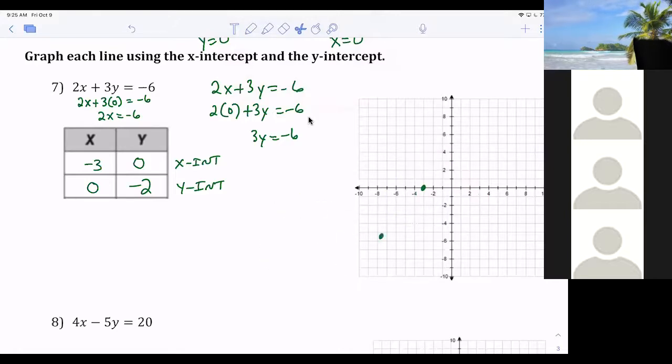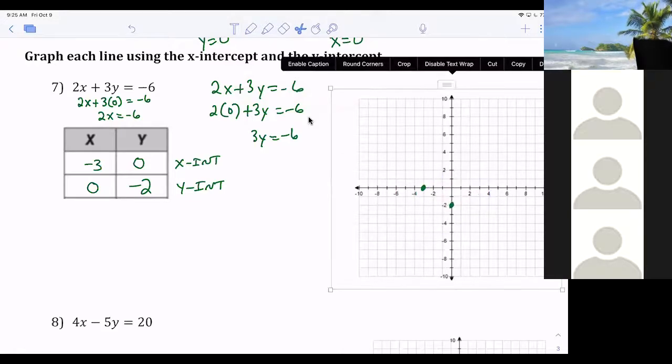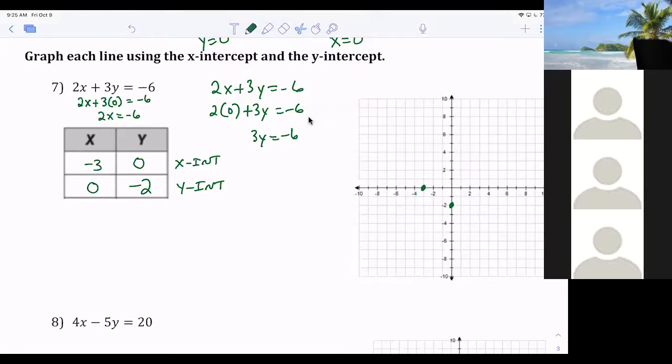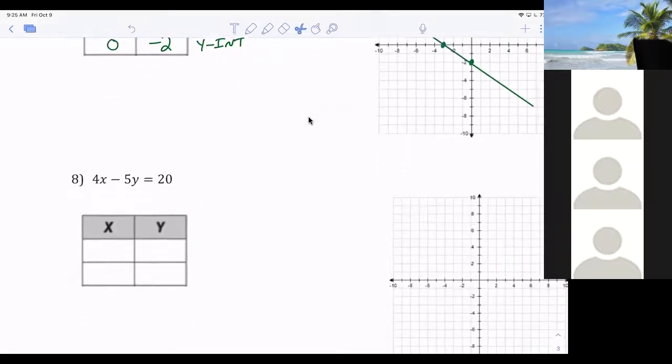So now I'm going to find the y-intercept by plotting (0, -2). So there's 2 points. Now I can just draw the what? I just draw the line through those 2 points. There you have it. That's how simple. All right, to find the x-intercept, y is 0. Find the y-intercept, x is 0. Is everybody happy with that? All right. So let's do it on number 8.